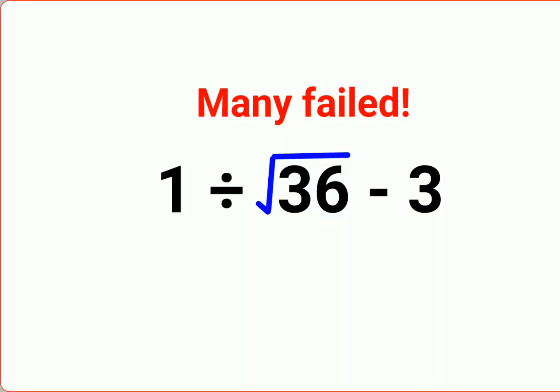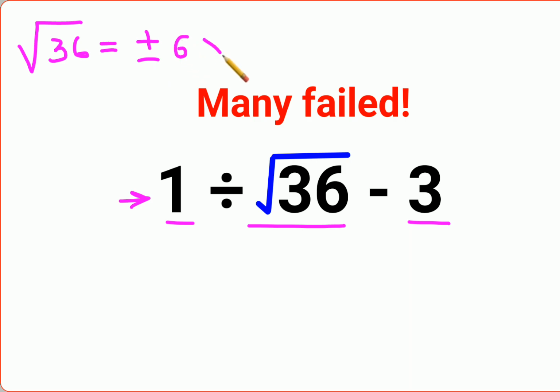Welcome everyone. So today we are going to solve a very nice math test problem, which is 1 divided by root of 36 minus 3. Now a lot of people end up thinking that the answer for root 36 is supposed to be plus minus 6. That, my dear friends, is absolutely incorrect.